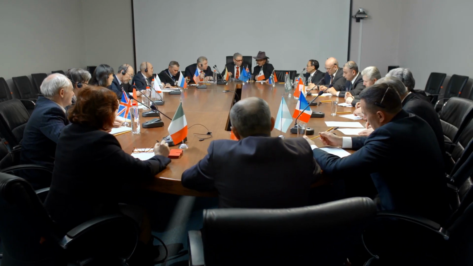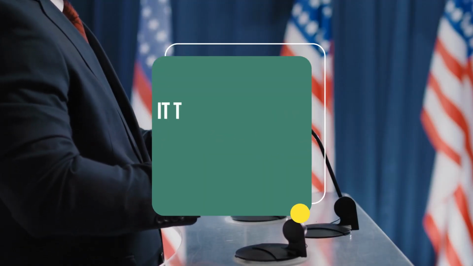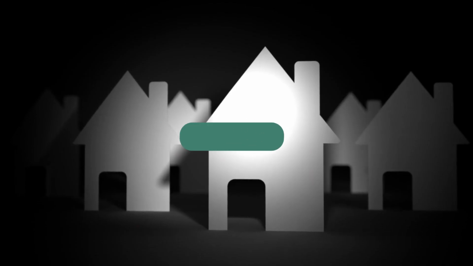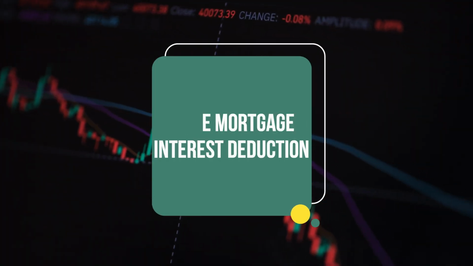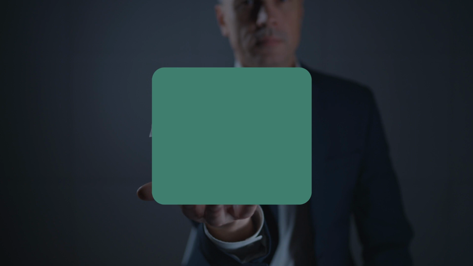The government has many roles in the housing market. It taxes, regulates, helps out with loans and houses, and so on. They primarily release funding through federal tax policies, such as the home mortgage interest deduction, direct subsidies like assistance to low-income renters, and indirect subsidies like tax credits or LIHTC for affordable housing.